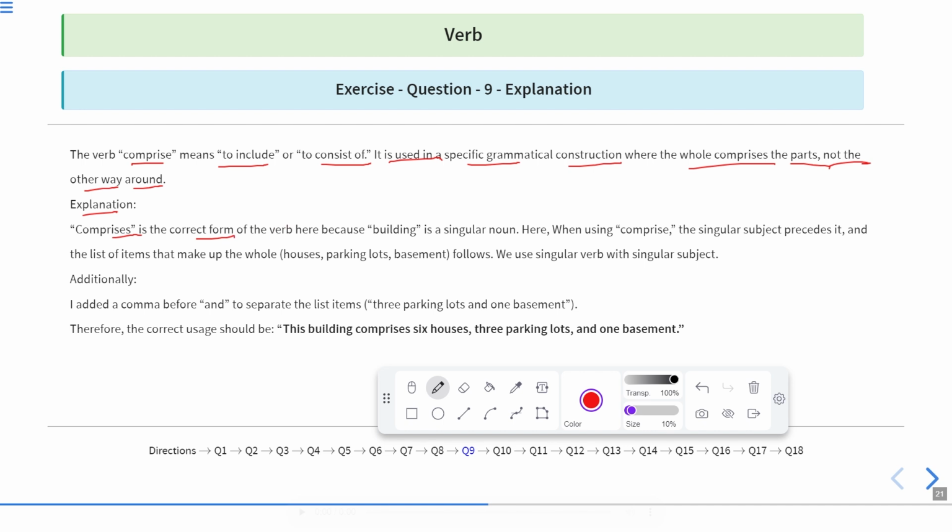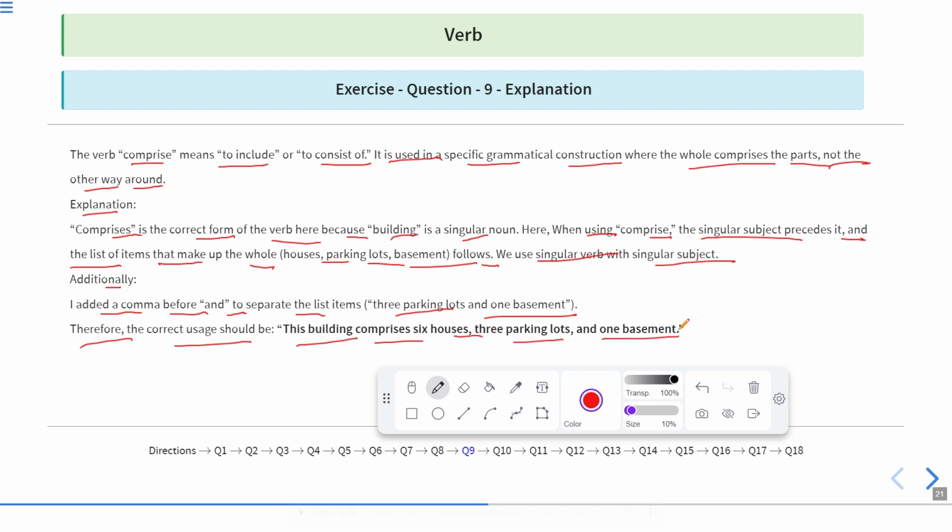Explanation: Comprises is the correct form of the verb here because building is singular. When using comprise, the singular subject precedes it and the list of items that make up the whole, houses, parking lots, basement, follows. We use a singular verb with the singular subject. Additionally, I added a comma before "and" to separate the list of items, 3 parking lots and 1 basement. Therefore, the correct usage should be, "The building comprises 6 houses, 3 parking lots and 1 basement." Comprises means consists of. So this building consists of 3 parking lots, 1 basement and 6 houses.